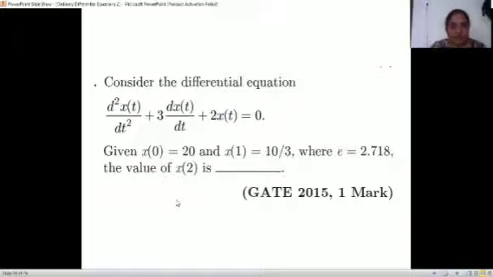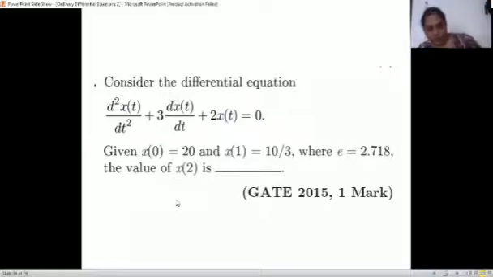Next question. Consider the differential equation d²x/dt² + 3 dx/dt + 2x = t. x is a function of t. Given that at t = 0, x = 20, and at t = 1, x = 10/3, where e is 2.718, the value of x at t = 2 is. So you can go for D² + 3D + 2, find the roots. Roots are −1 and −2.